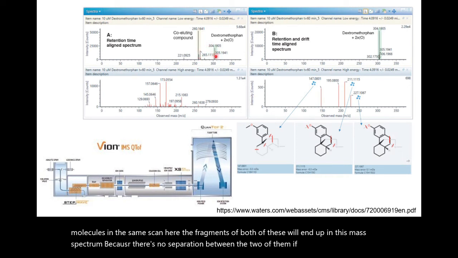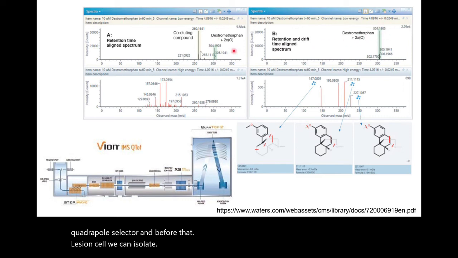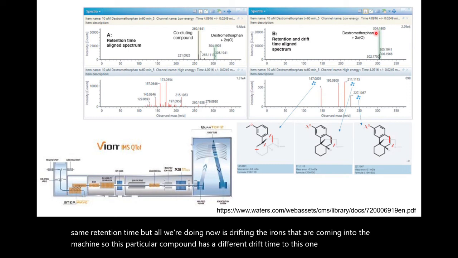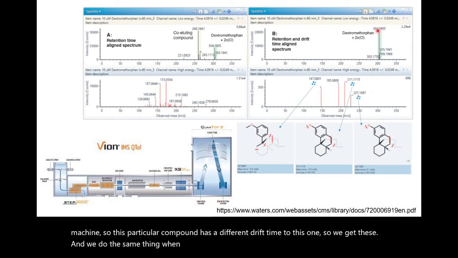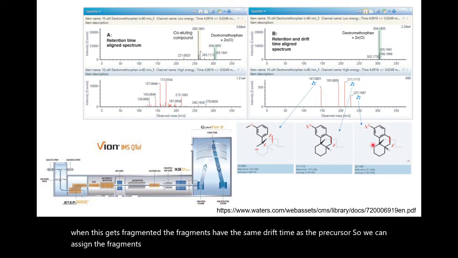If we actually use ion mobility, and in this particular geometry the ion mobility happens before the quadrupole selector and before the collision cell, we can isolate this drug from the other one. It's exactly the same chromatography. You can see that it's the same retention time, but all we're doing now is drifting the ions coming into the machine. So this particular compound has a different drift time to this one. We do the same thing when we fragment. The precursors are separated by drift, and so when this gets fragmented, the fragments have the same drift time as the precursor. So we can assign the fragments to a particular structure.